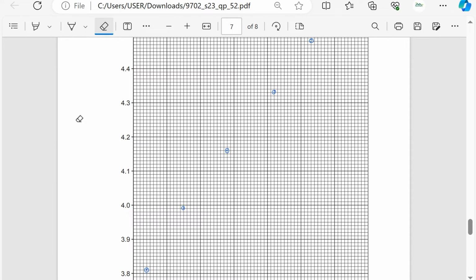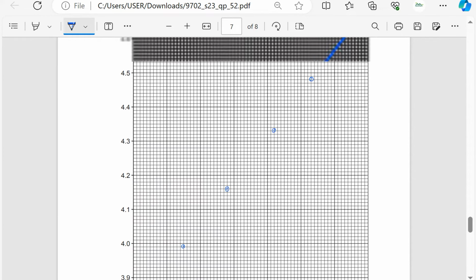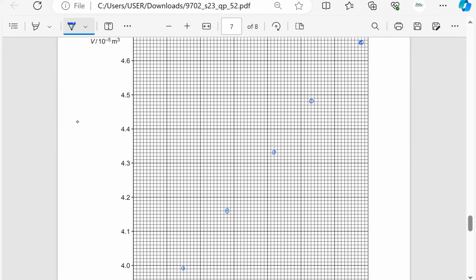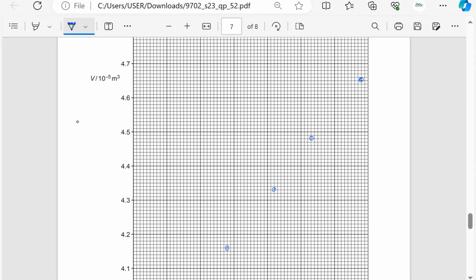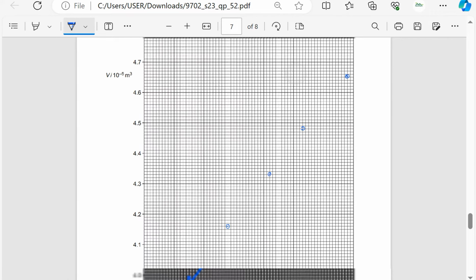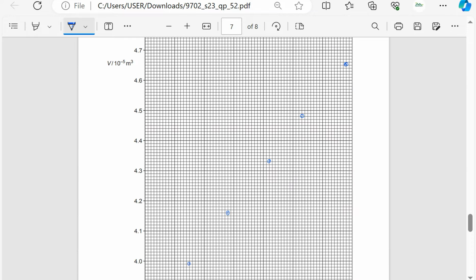3.99, 4, 1, 2, 3, 4, 5. This was 4.16, okay? 4.33, 1, 2, 3. Then 4.48, okay? The last one is 4.1, 2, 3, 4, 5, okay? So I'll have to fit them on the same page for proper judgment.